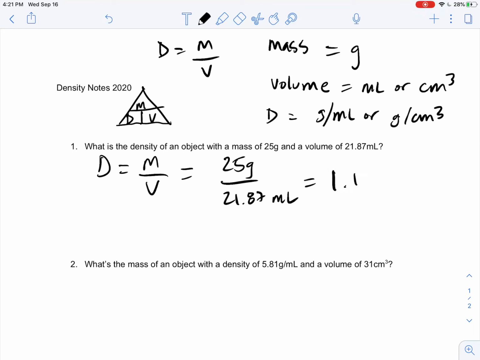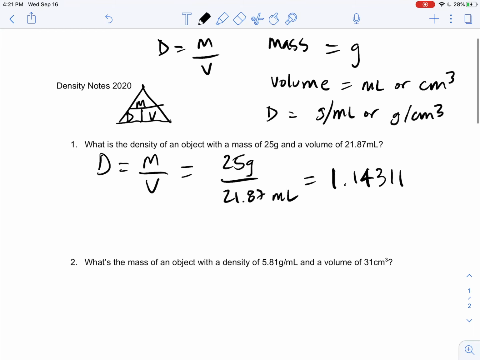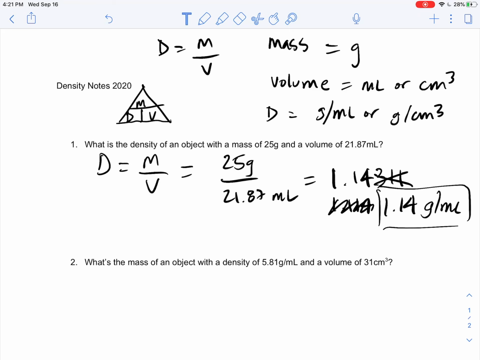In this class, it is perfectly acceptable to round to the nearest hundredth place. My calculator spits out all sorts of numbers, 1.14311 and a bunch of other numbers after that. But here in this class, it's best if you just round them to the hundredth place. Since the next digit was a 3, I kept it at 1.14. And the label for density is 1.14 grams per milliliter or grams per centimeter cubed. Either one is correct. Player's choice. There is my answer.